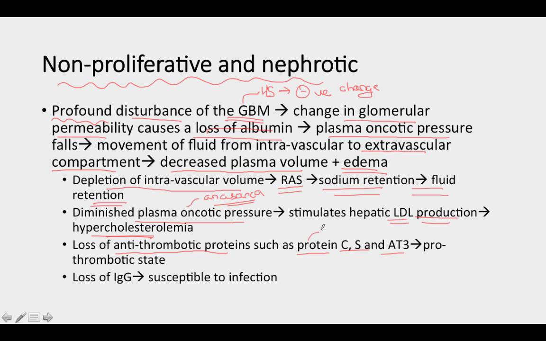Remember, protein C and S are antithrombotic because they break down factor V. And antithrombin 3 is the regulator of the coagulation cascade. You are at risk of a prothrombotic state. And finally, because you lose immunoglobulins, another form of protein, you are susceptible to infection.